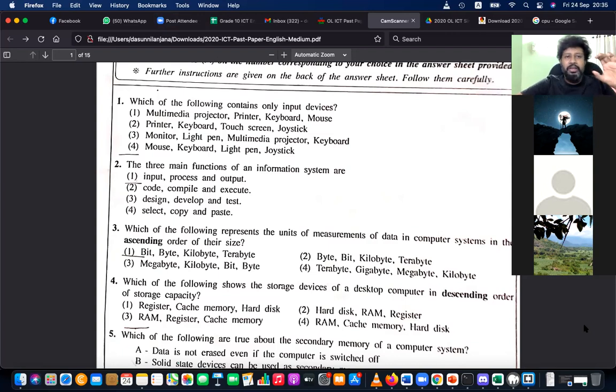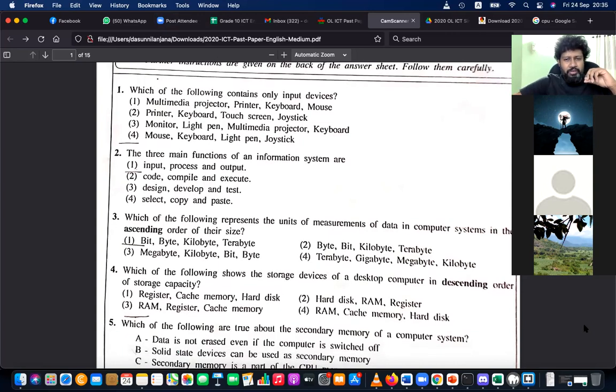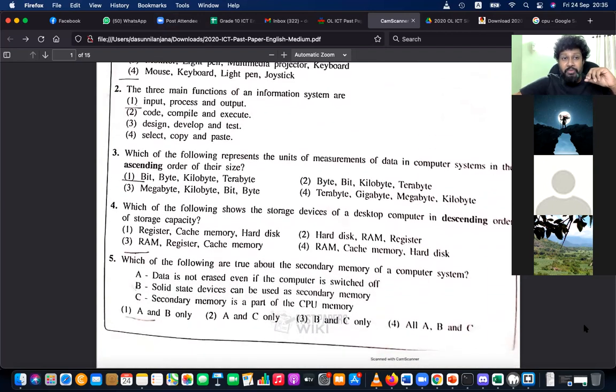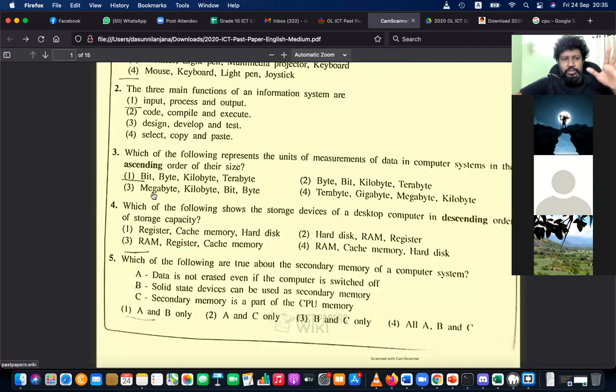So we're asking about only input devices. That is an easy one. I'll give you some time to answer question numbers 2, 3, 4, and 5. You can see some answers already marked, but don't rely on them. This is a set of answers marked by one student, so you can't rely on that. Just try to answer questions 2, 3, 4, and 5, and don't look at the marking scheme, because that is cheating.